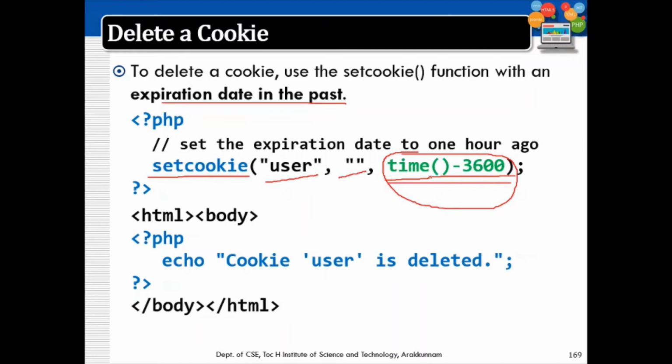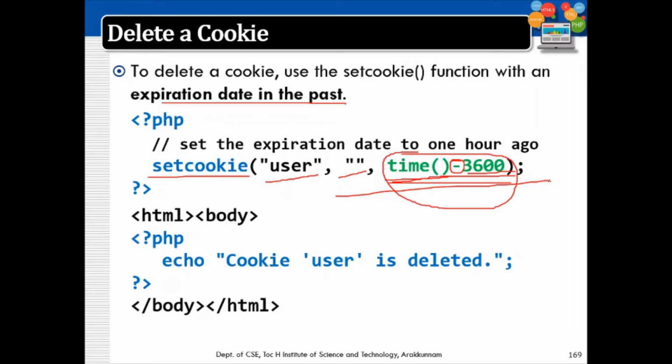For example, time() retrieves the current time. So if you give a minus symbol and give some value, 3600 is 1 hour ago. So you can get it done with the help of a simple minus operation. This means that the cookie was there only till yesterday, so it will not exist today. This is how you delete a cookie.